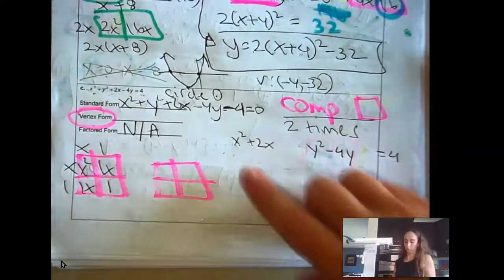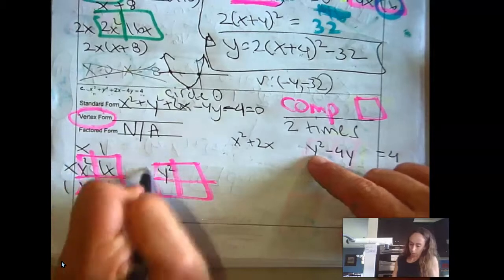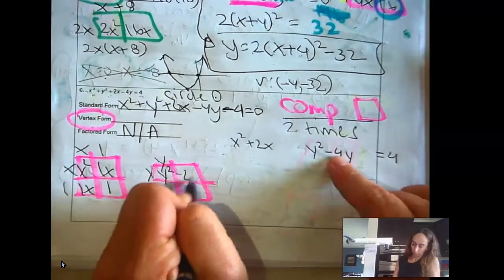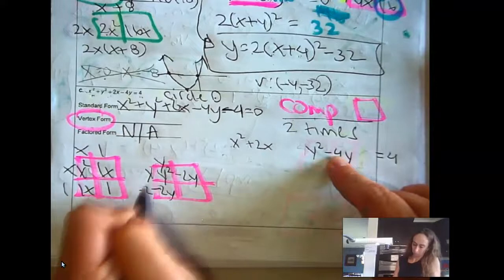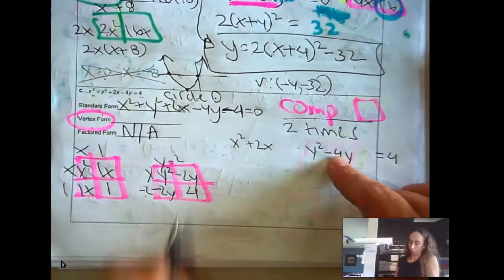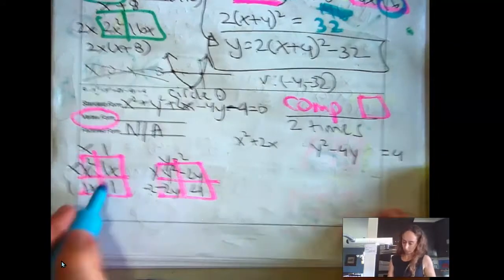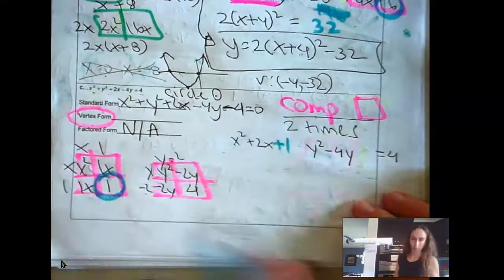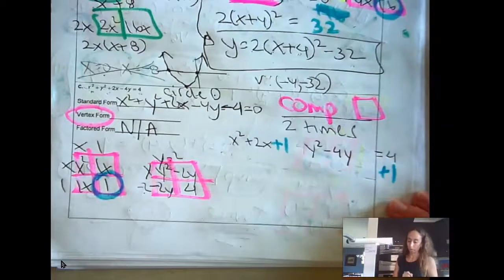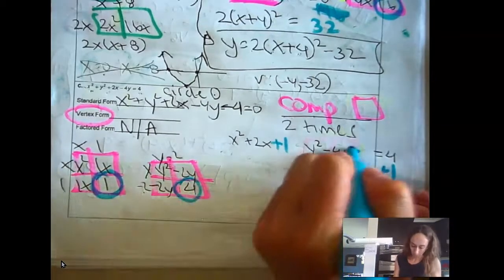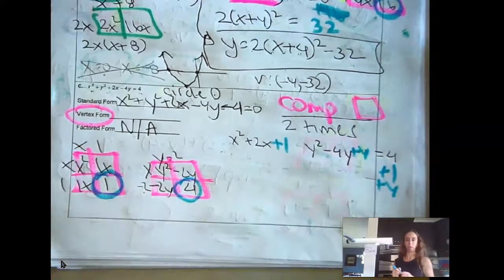1 times 1 is 1. Y squared, y, half of -4. -2 times -2 is 4. Then I need to add 1, so plus 1. Nothing else is being multiplied, so I can do the straight 1. Then I add 4, and I add 4 right there.